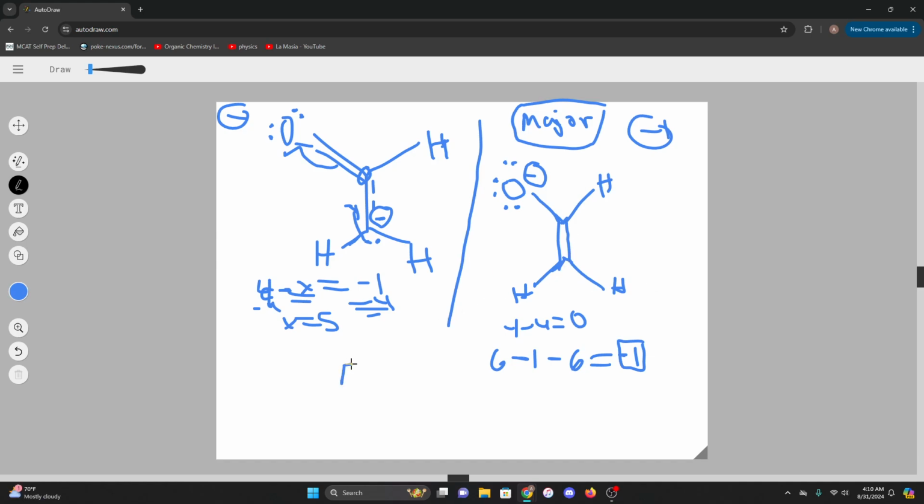Well, it's based on the electronegativity differences. The electronegativity of oxygen is actually higher. It's more electronegative than carbon. So what does that mean? That means we want the more negative charge towards oxygen. So in this case, that is why this one is the major contributor, and that's how you find out how to build that resonance structure.